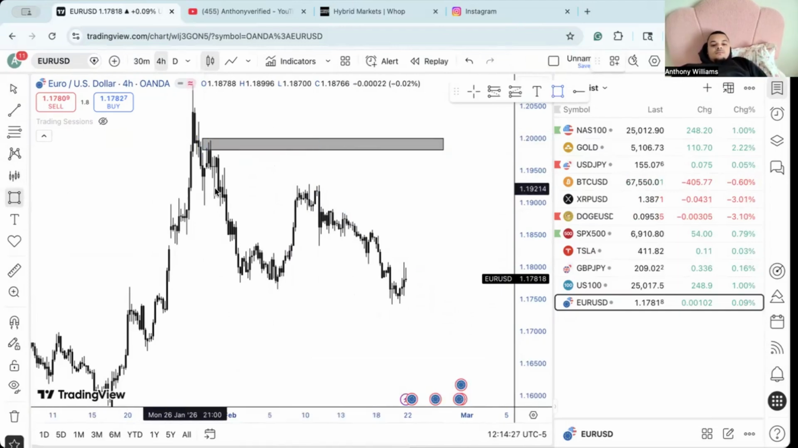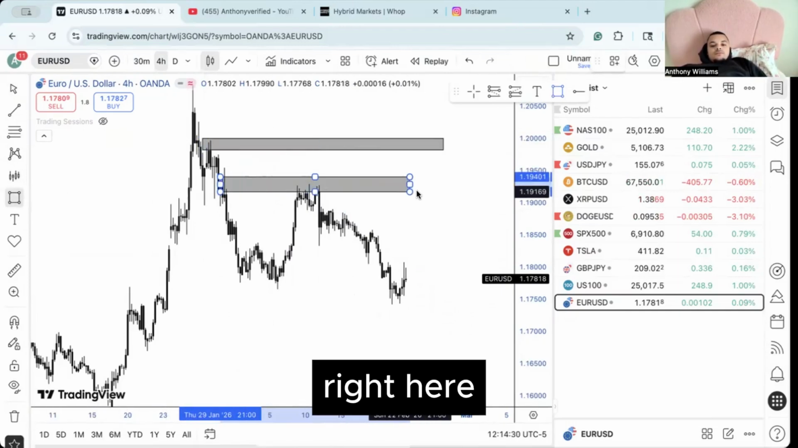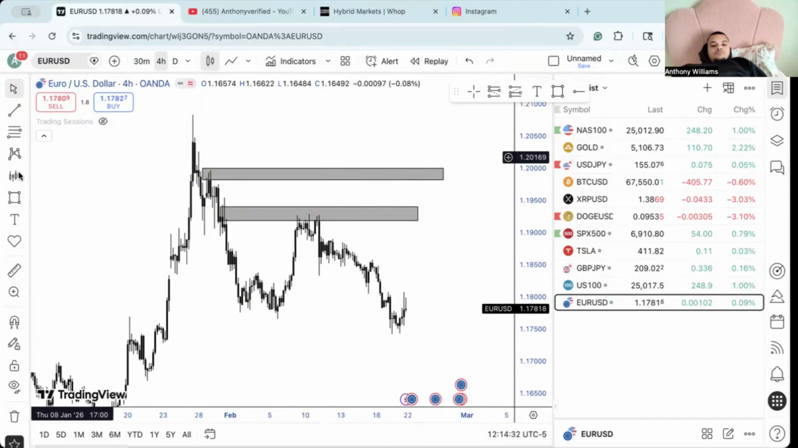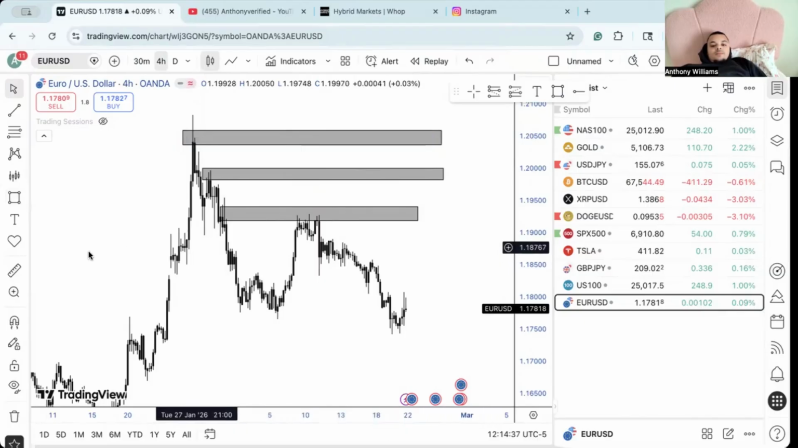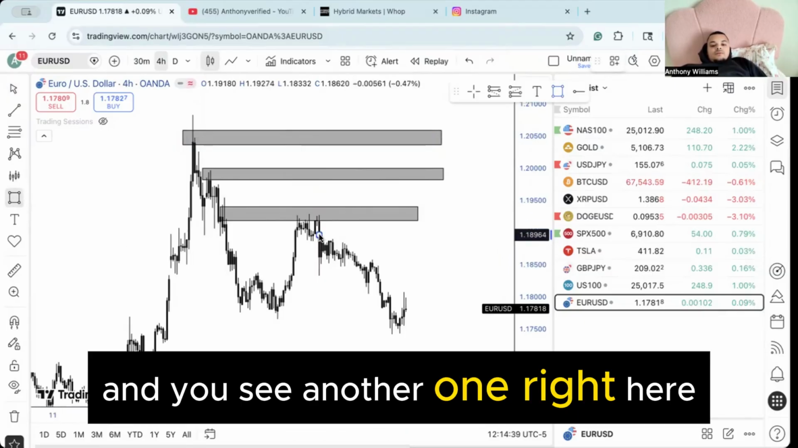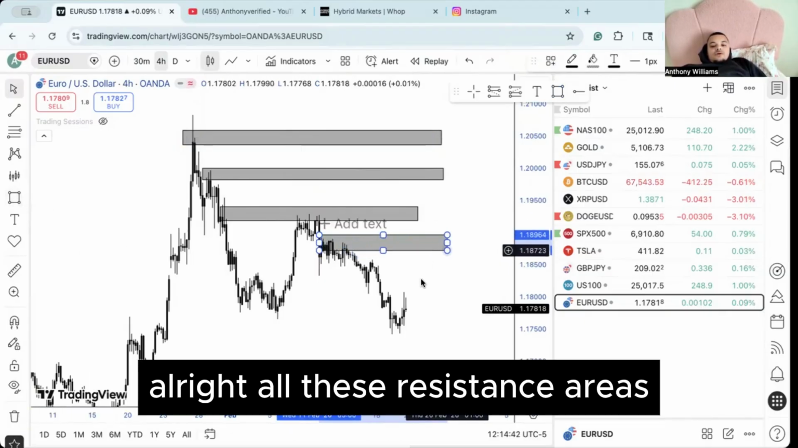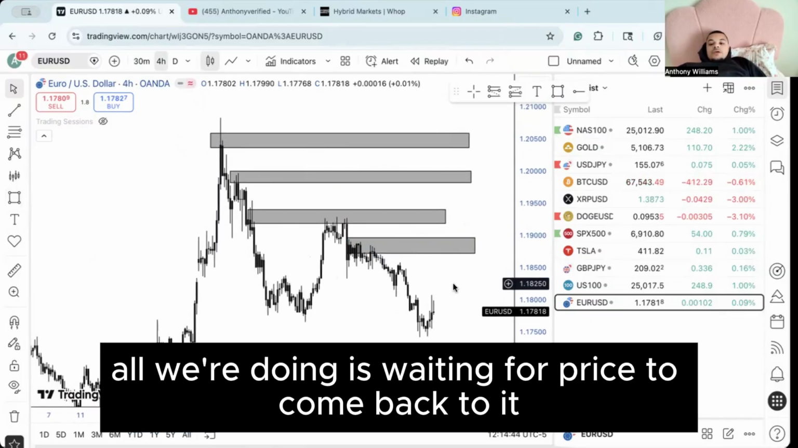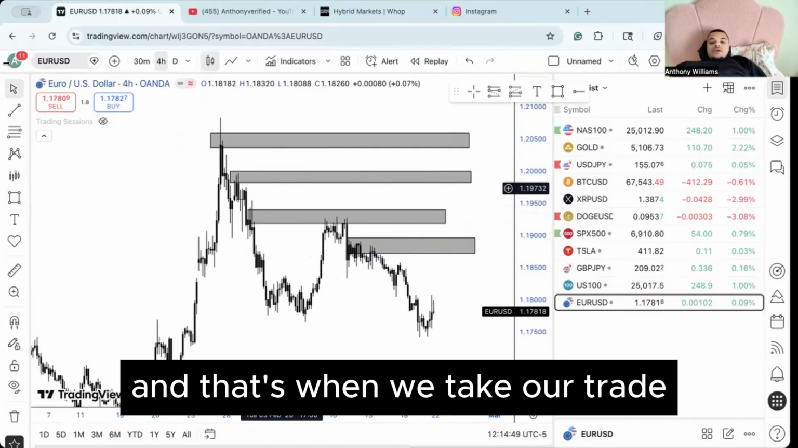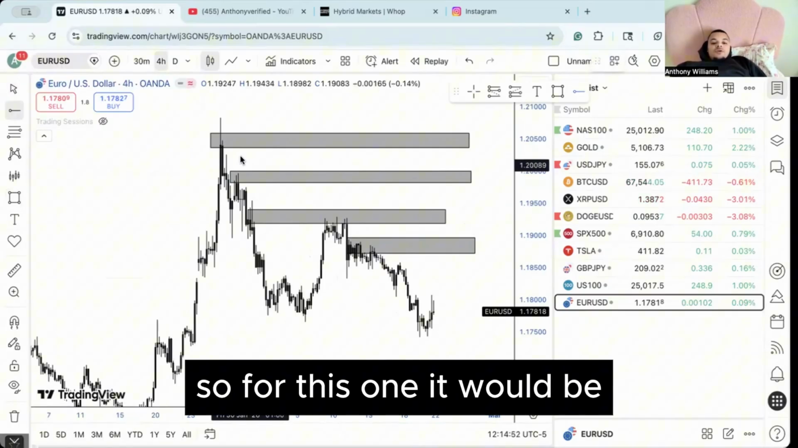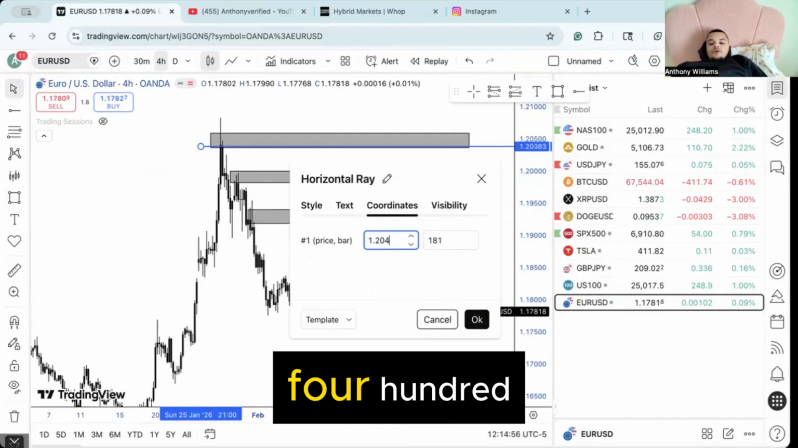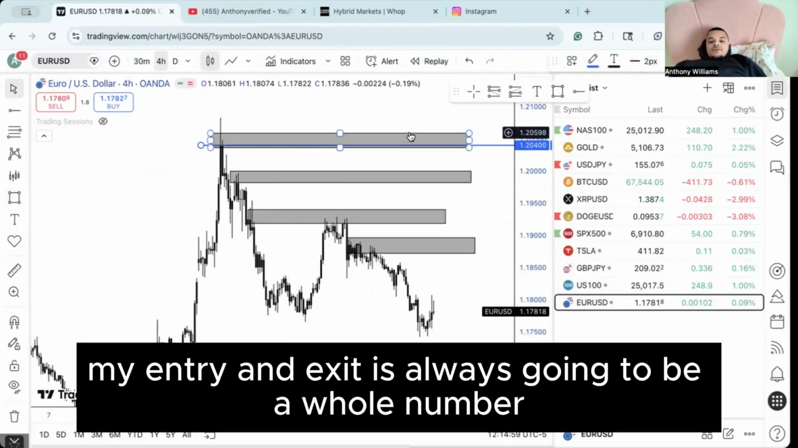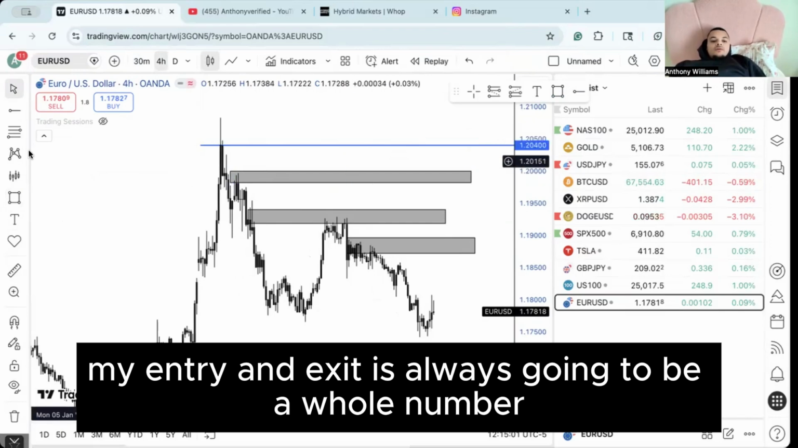Right here, and we'll put this one, and you see another one right here. All these resistance areas, all we're doing is waiting for price to come back to it, and that's when we take our trade. So for this one, it would be, where is it at? 400. My entry and exit is always going to be a whole number.